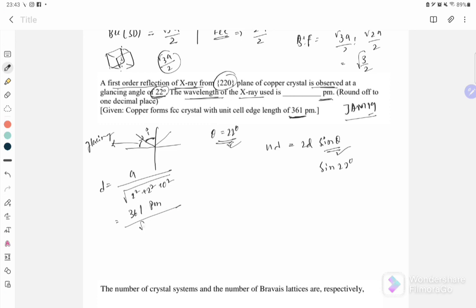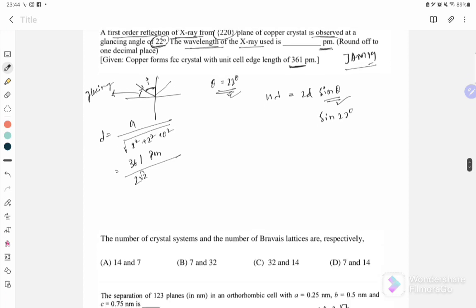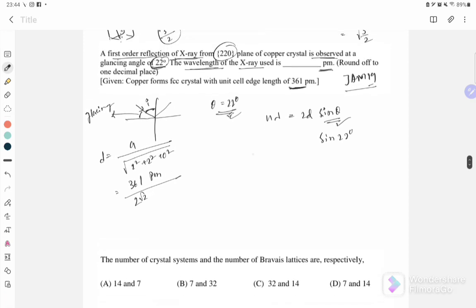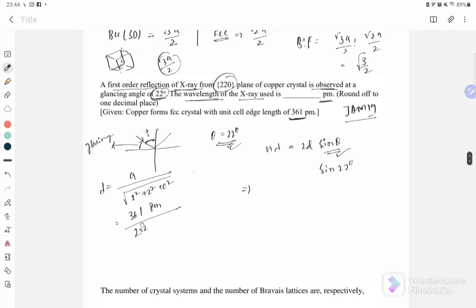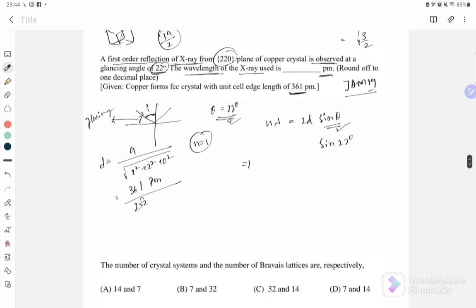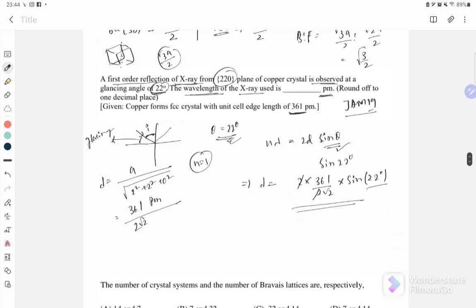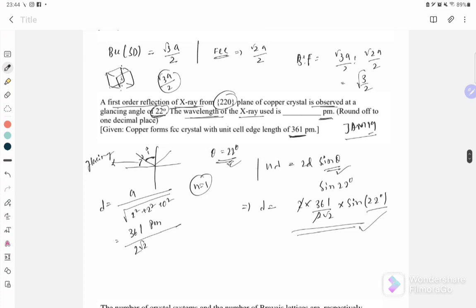So root of 8 is 2 root 2, that is our denominator for d. In this first order, n is equal to 1, so lambda will be 2 into 361 by 2 root 2 into sine 20 degree. Just calculate this one and we will get the answer. You do it yourself, this is not very difficult, this is very easy.